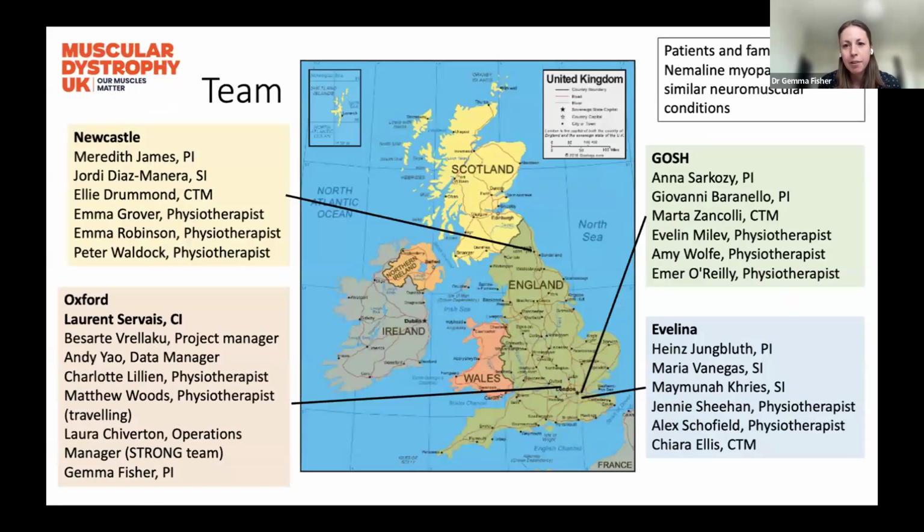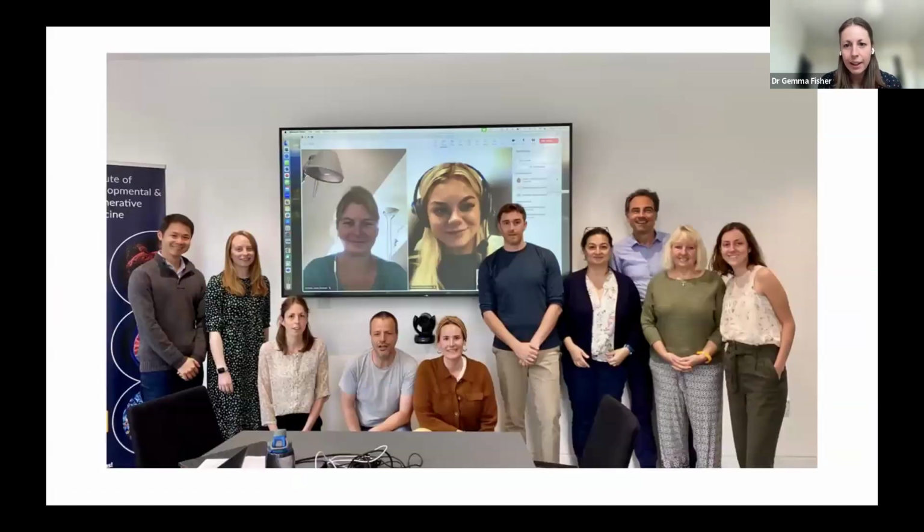So there are lots of key people involved in those teams at each centre. Also really important to mention that patients and families with Nemaline myopathy and similar neuromuscular conditions have had a really key role in planning this as well, and have had really valuable contributions to the study design. So a really multidisciplinary collaborative team. And here is the team.